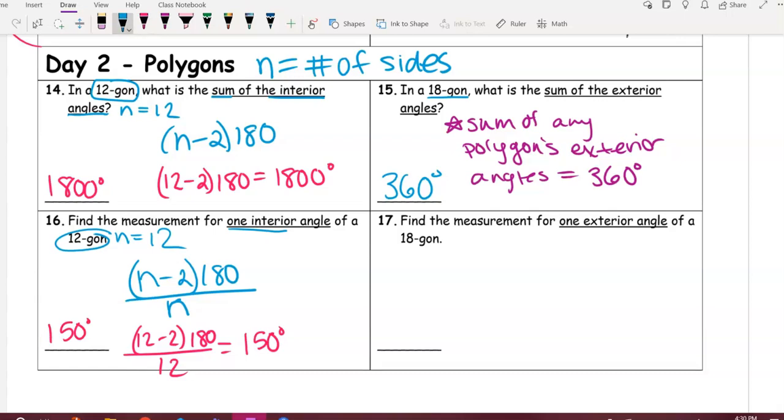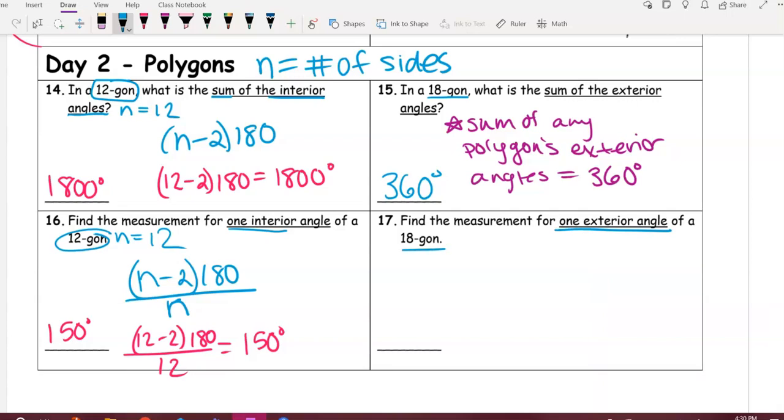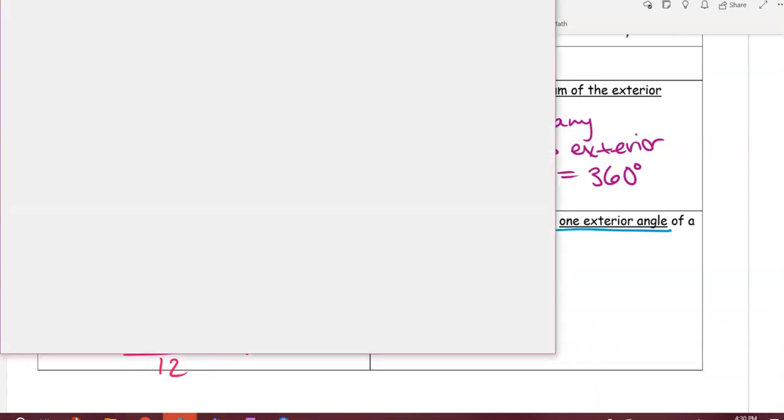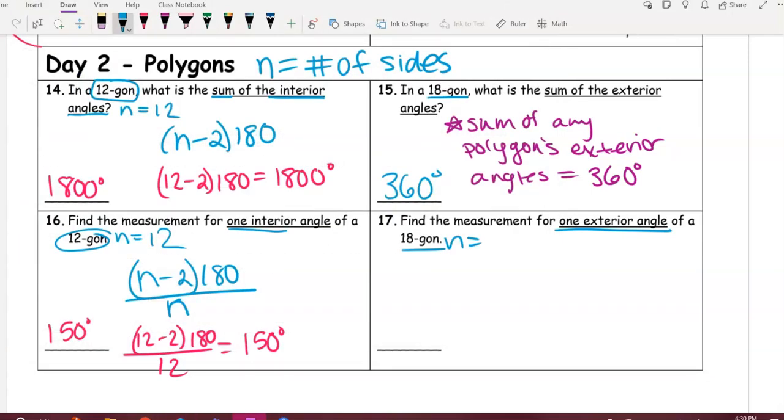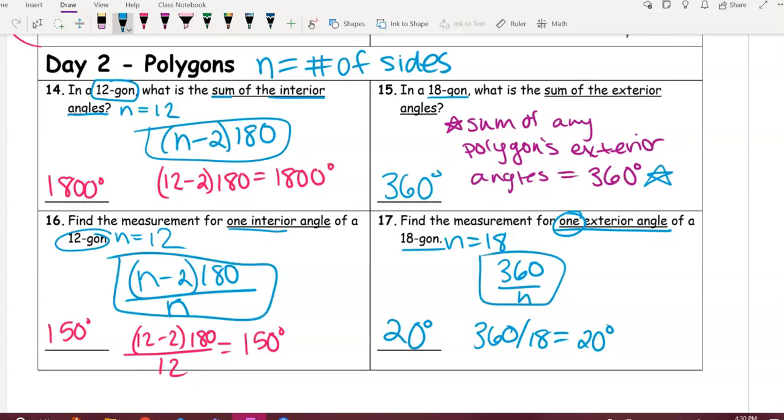All right, number 17. We're looking for the measurement of one exterior angle of an 18-gon. 18-gon means n is 18. So if any polygon's exterior angles sum to 360, that we said in number 15, we're going to take that 360 and divide by n to get one exterior angle. So 360 divided by 18 is going to give us 20 degrees. As long as you use these formulas that I wrote here, you will be set.